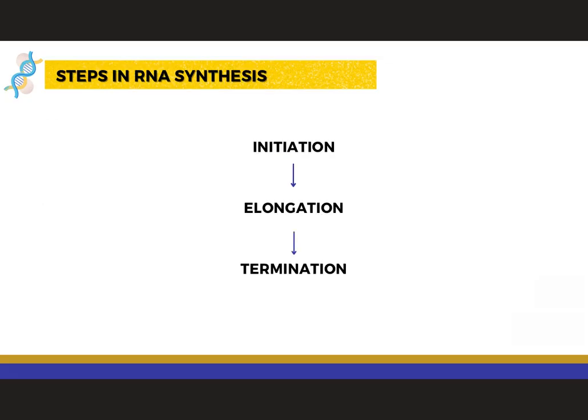Now let us briefly discuss the different steps in your RNA synthesis. We have the initiation step, elongation step, and termination step. In the initiation step, your RNA polymerase is going to bind with your DNA promoter sequence.